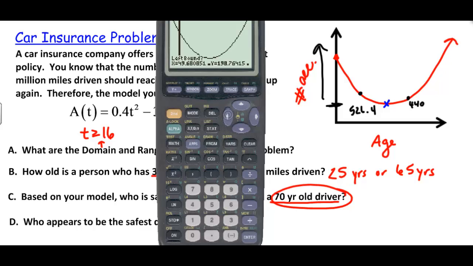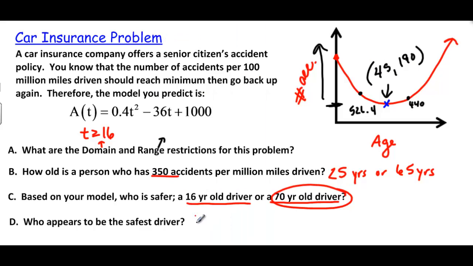Now remember, I showed you a couple other ways to do this. I could just go to the minimum and think, well, I want a number less than this. What's a number I know for sure is less than that? I'm going to hit 30. And a number I know for sure is greater than 45, I'm going to hit, say, maybe 55. And I'm going to hit enter. Remember, you can pick a number you know for sure is to the left or to the right. So my minimum is at 44.999 or 45 years old, because they only get 190 accidents per 100 million miles driven. So this is 45, 190. So the safest driver would be my 45-year-old.